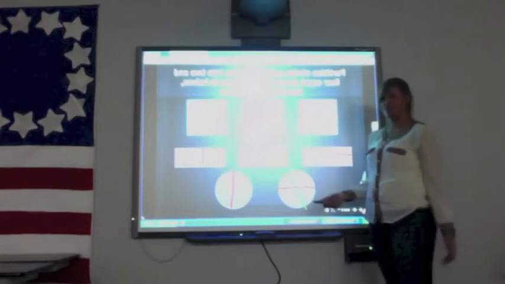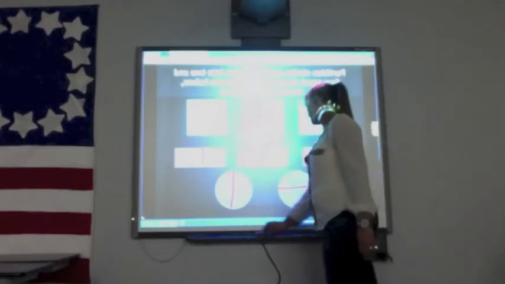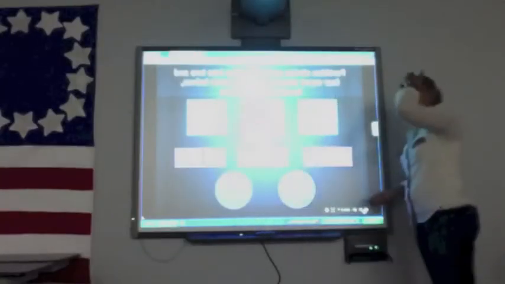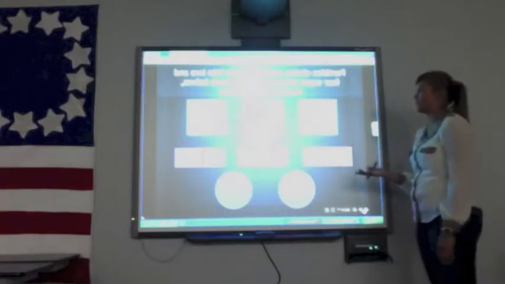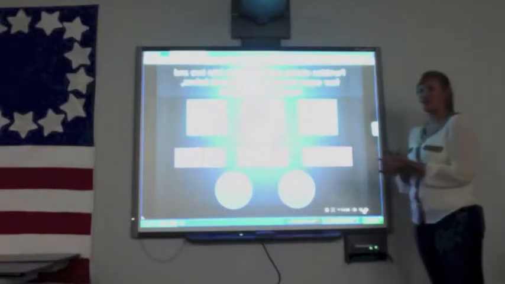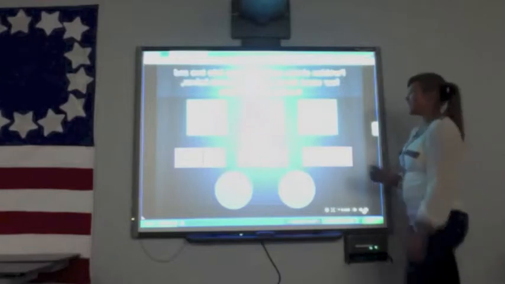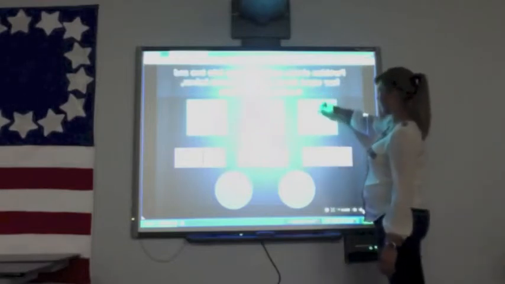Just as long as you have 2 equal sides, you'll have halves. And now for another part, we're going to talk about fourths and halves, or fourths and quarters. Fourths and quarters are essentially the same. If you want to cut something into fourths, you're going to have 4 equal parts.